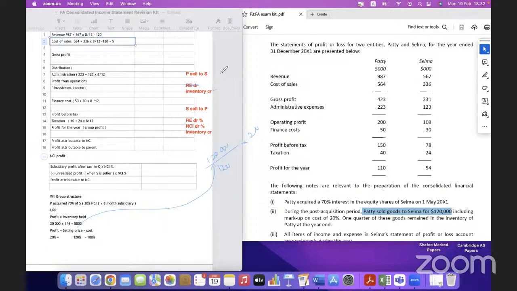Inventory credit is what we are doing over here. Now you must be thinking, inventory credit means how can the cost of sale increase? I'll come to that point, guys. Don't worry.